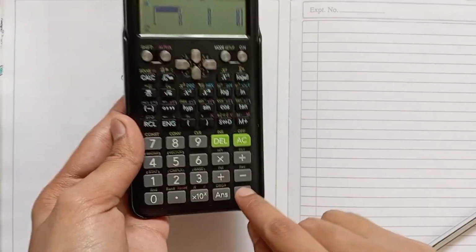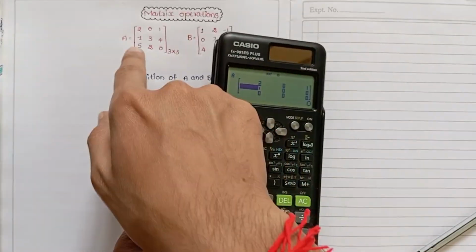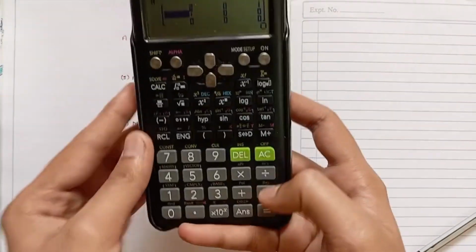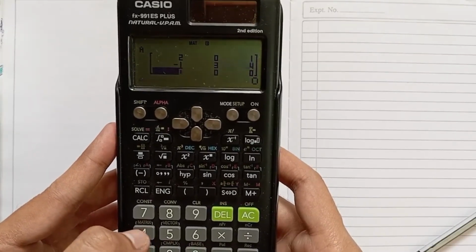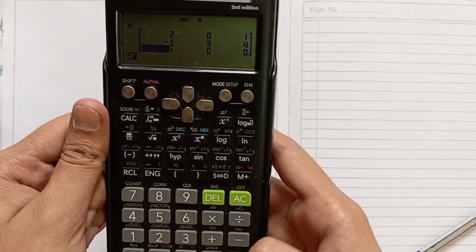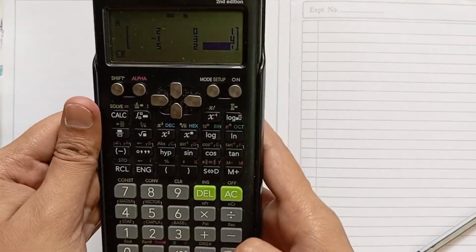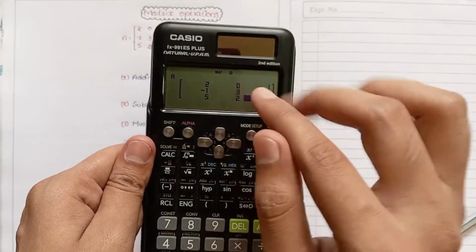After 2, press equal to and give 0, again equal to 1. Now second row, minus 1 3 4. Okay, minus 1 3 4. Okay, now third row, 5 2 0. Okay, 5 2 0. Okay, we have given the first matrix input, all values of first matrix, to the calci.